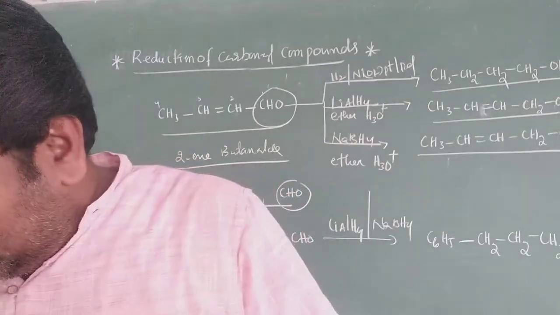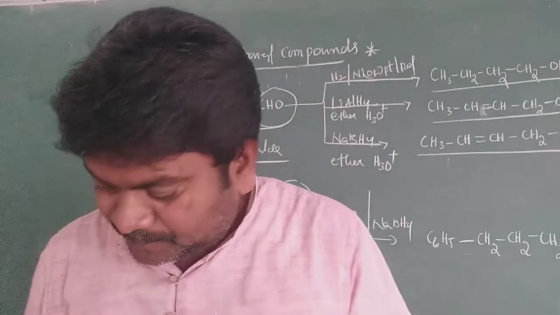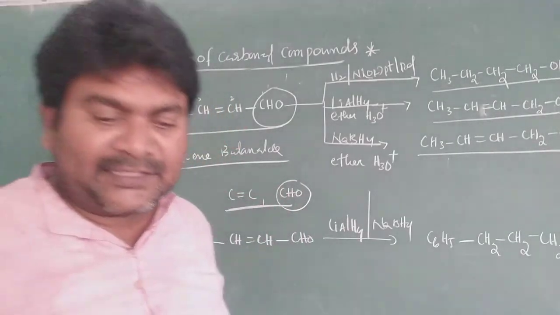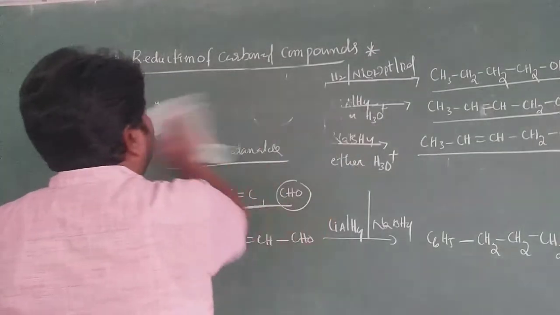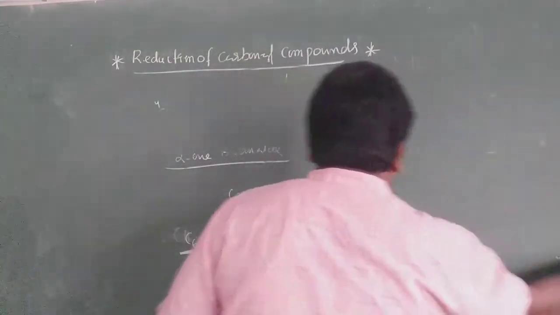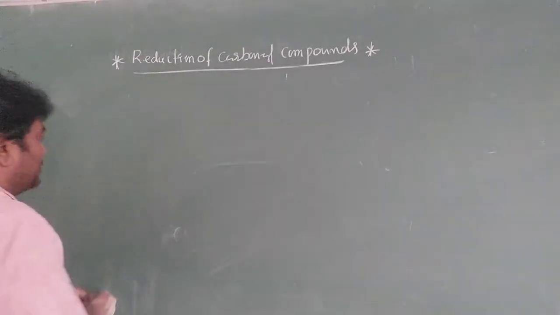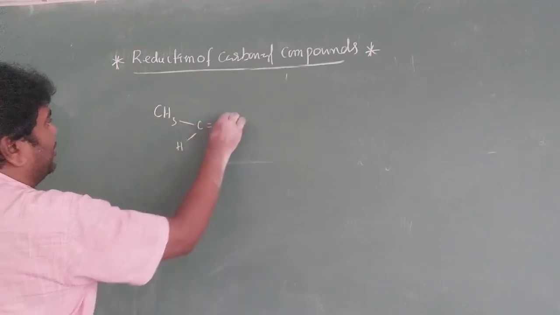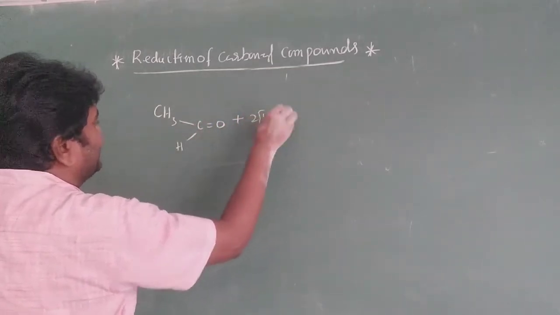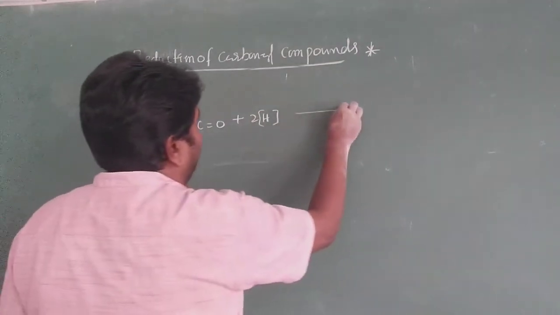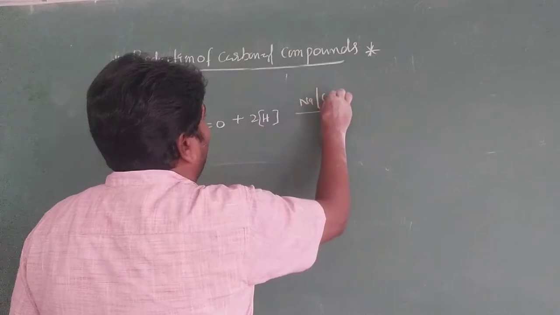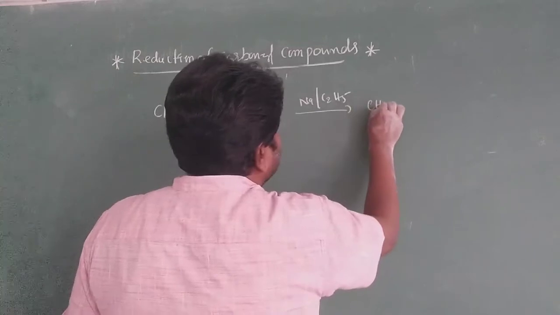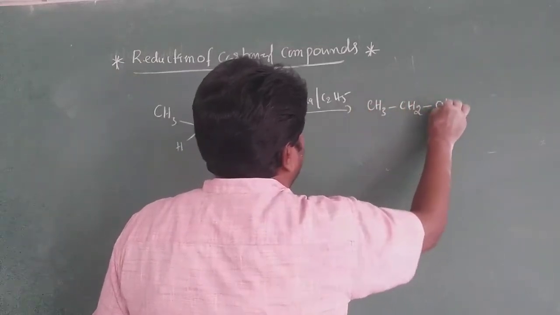Next one, I think one more mechanism is pending: reduction with sodium metal. CH3CHO, with two nascent hydrogens. In the presence of sodium metal and C2H5OH, the bond breaks, one hydrogen adds here, and we will get CH3CH2OH.